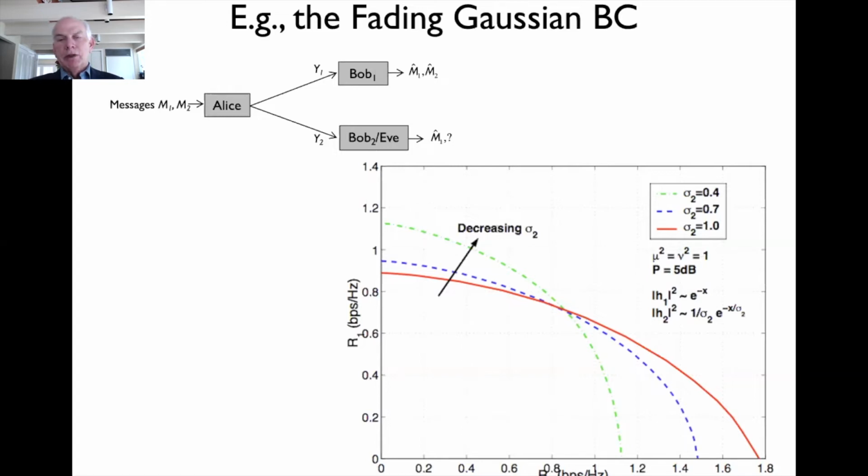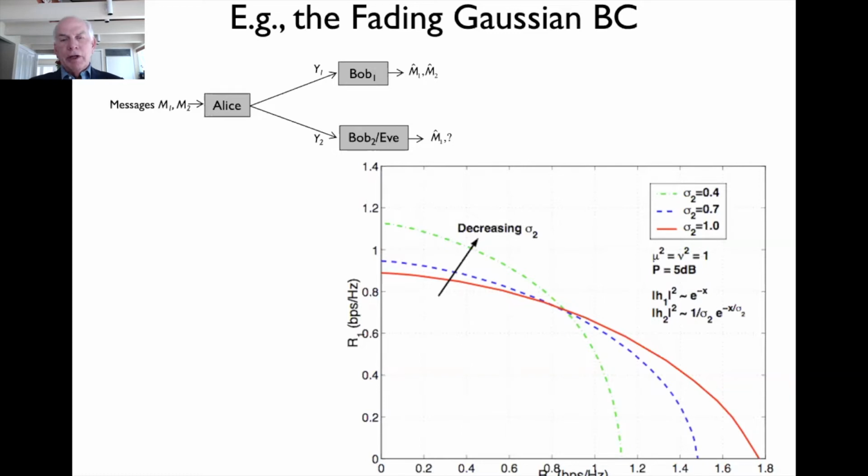And if you remember your communications, when in Rayleigh fading, the smaller sigma 2 is, the more intense the fading is. So we have the noise level fixed, and we're just going to make the fading more intense, and that's a way of changing the channel to Bob 2. We'll keep the fading the same to Bob 1. We're going to look at what happens when we vary the fading intensity of Bob 2.